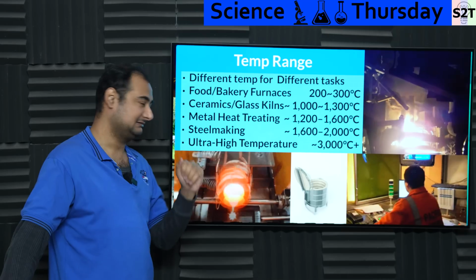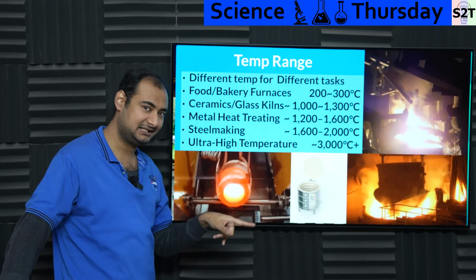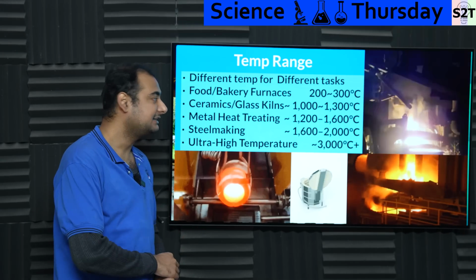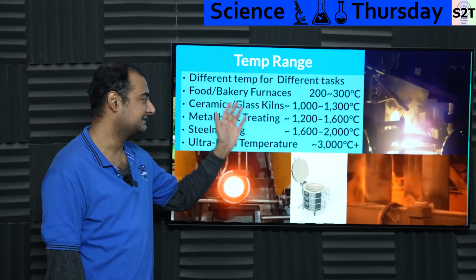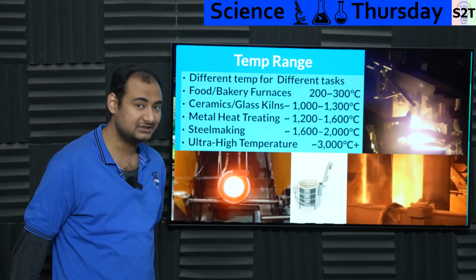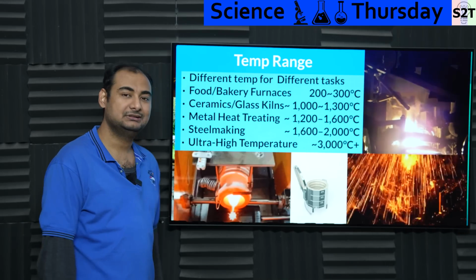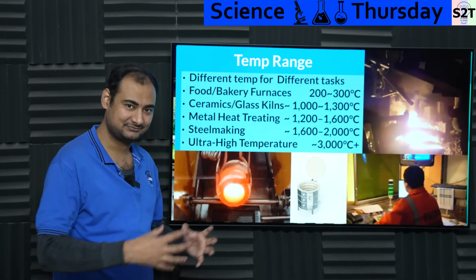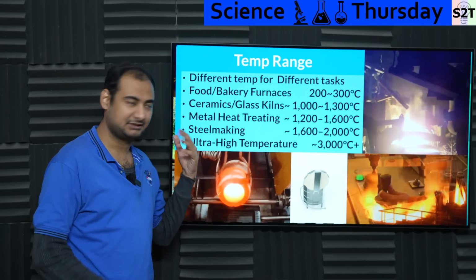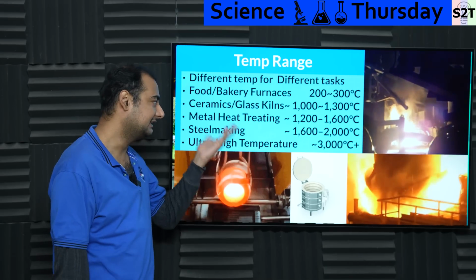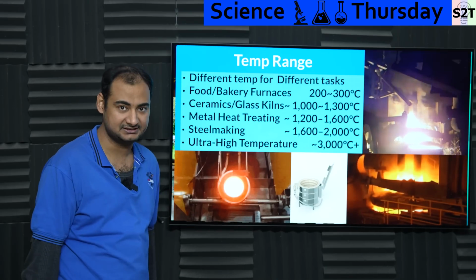And metal heat treating, let that be clear, not melting it but heat treating it, requires certain spicy puppies, as in 1200 to 1600 degrees Celsius. So yeah, now you are pushing the kiln, so to say. And then you have steel making itself, yeah, that is above 1600 to 2000 degrees Celsius.